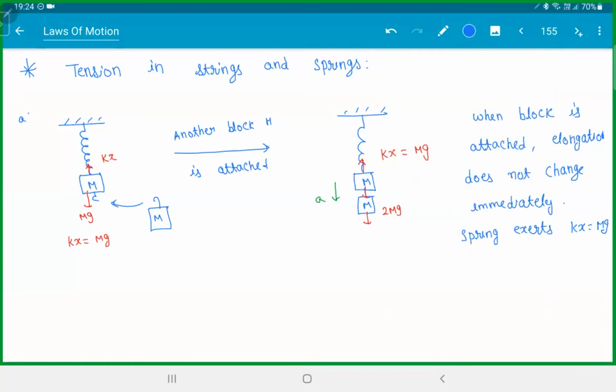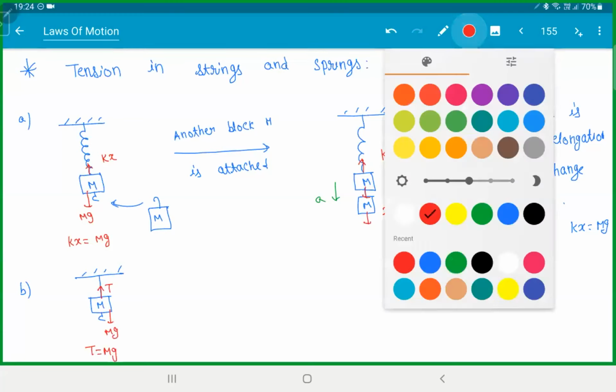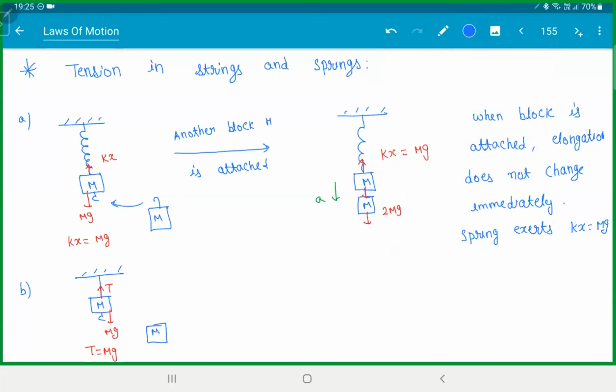But if you do the same thing with a string, there is tension and mg. The moment you take a block and try to attach it, since the string cannot stretch, the acceleration is 0. This is the difference between the string and the spring. Springs can stretch, so acceleration need not be 0.